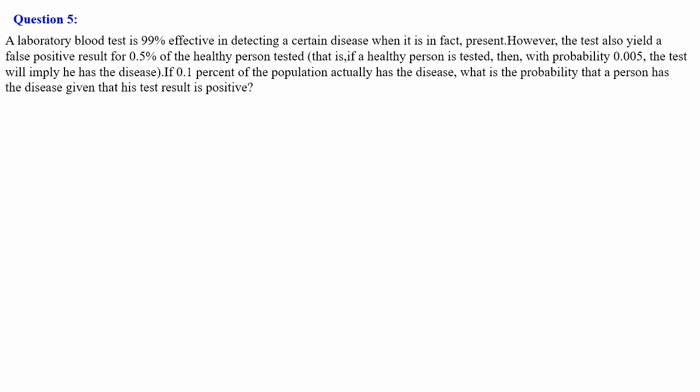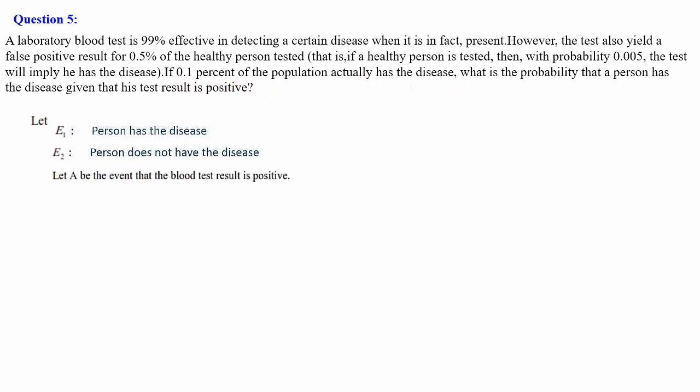So here let's define E1, E2 and A. E1 means a person has the disease, and E2 a person does not have the disease. And here it is given to you 0.1% of the population actually has the disease. And A is the event that the blood test result is positive.